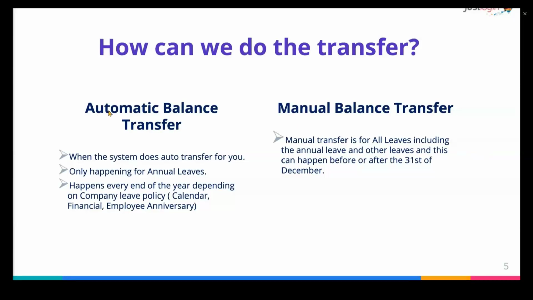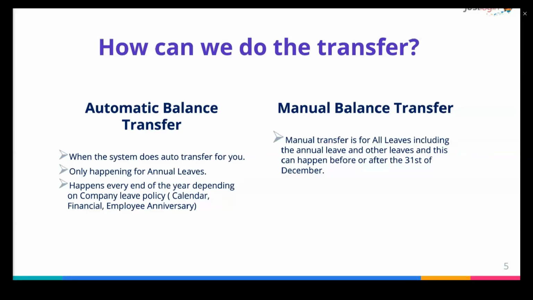Next question, how do we do the transfer? So we have two options for processing the transfer, the automatic transfer and the manual balance transfer. In the automatic transfer, the system automatically processes the transfers for you. It only applies to annual leave. This transfer occurs at the end of the year with the actual transfer date set to January 1 of 2025.